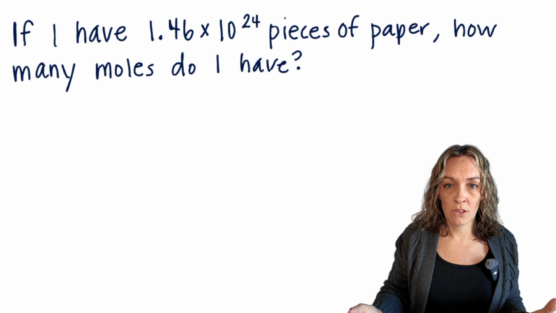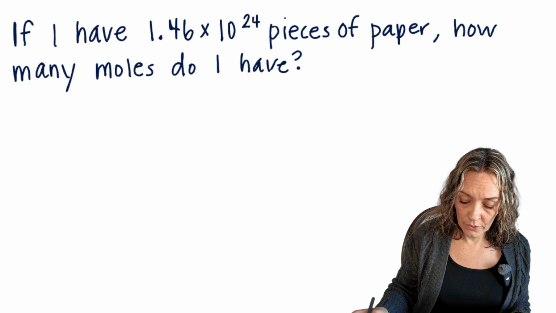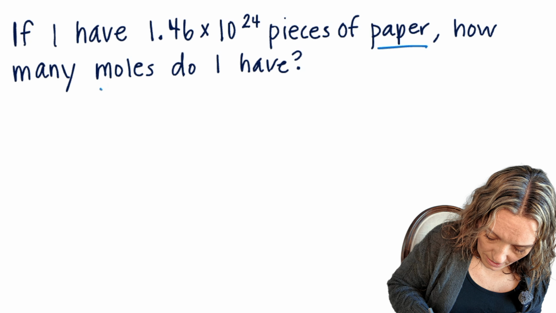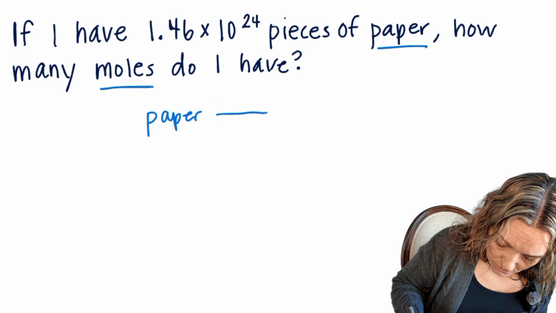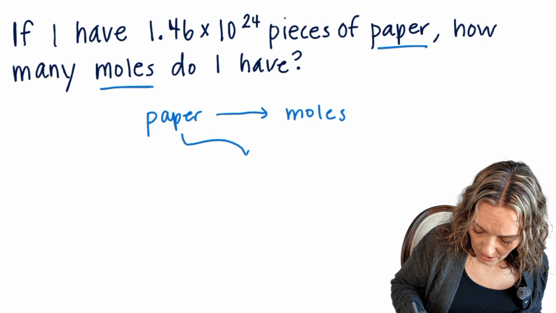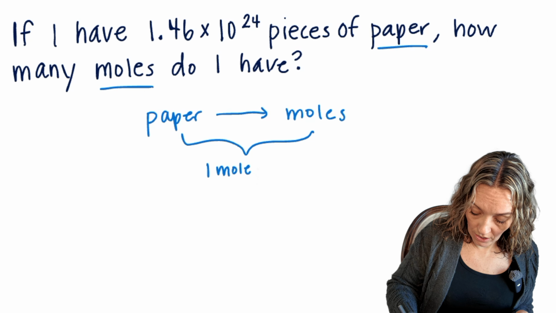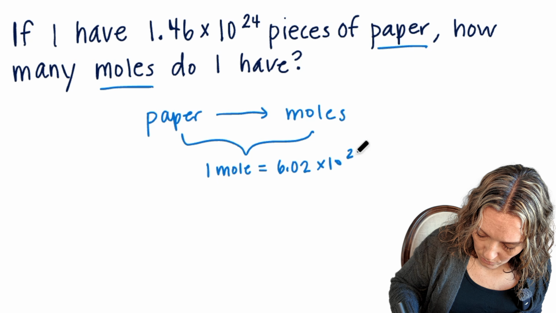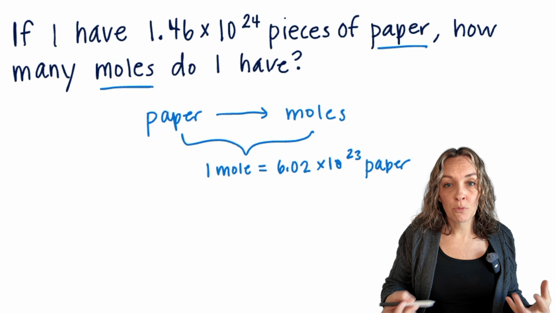So when I am setting up dimensional analysis, which is our universal language in chemistry, and we have to use it for every problem, we are going to identify where we are starting and where we are going. I'm starting with the unit of paper, and I'm trying to get to moles. So in order to go from paper to moles, we need to find the relationship between them. I know that 1 mole of anything, any object at all, including paper, is equivalent to 6.02 times 10 to the 23rd pieces. Now that I know my equal values, I'm ready to begin the problem.